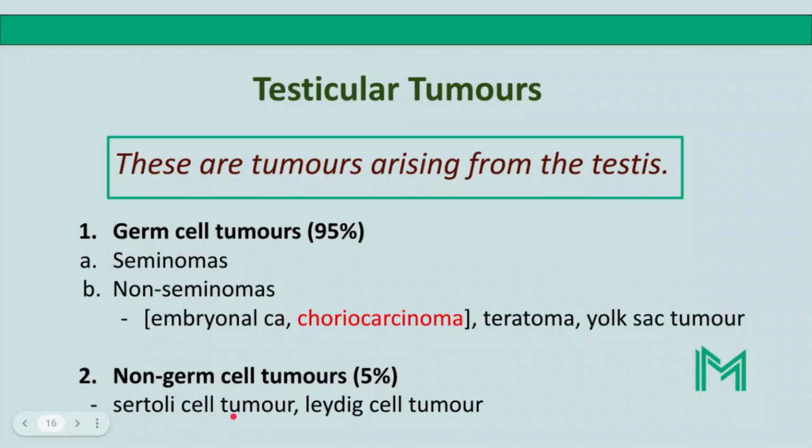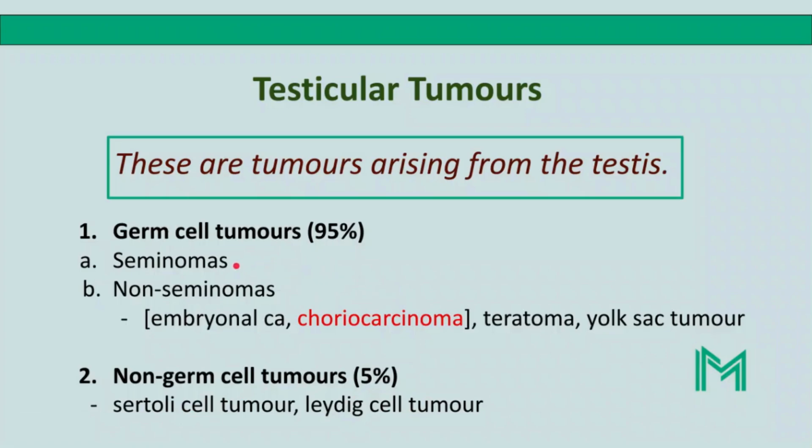Then we have the non-germ cell tumors. We've spoken about the Sertoli cell tumor, where the Sertoli cell provides nutrients for the growing sperm cell. In the setting of a tumor, it produces a lot of estrogen. When it comes to the Leydig cell tumor, you have a lot of testosterone being produced. So these are the characteristics associated with these various tumors.